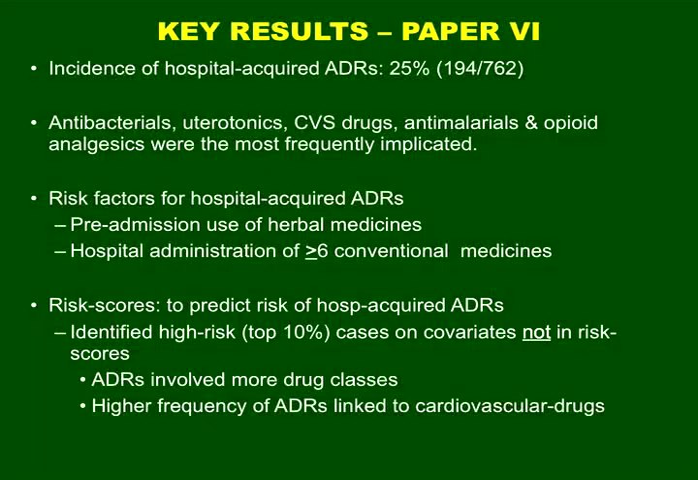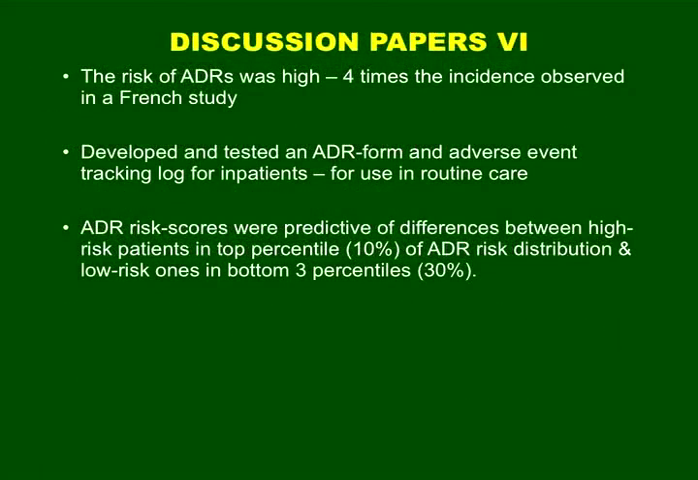Our risk score was able to detect qualitative differences between high-risk patients, these being the topmost 10% of the ADR risk distribution if you plot these probabilities of the risk, and the bottom 30%, which we classified as low risk. We conclude from this study that the risk was high, and when you compare this to what has been done elsewhere, it was up to 4 times higher than was observed in France.